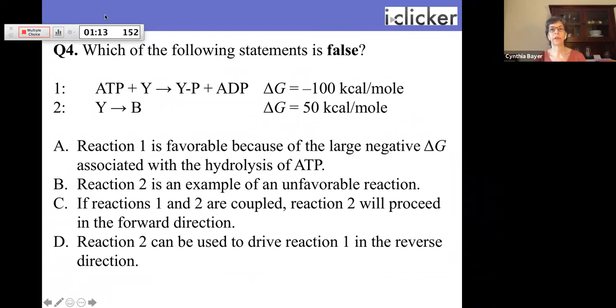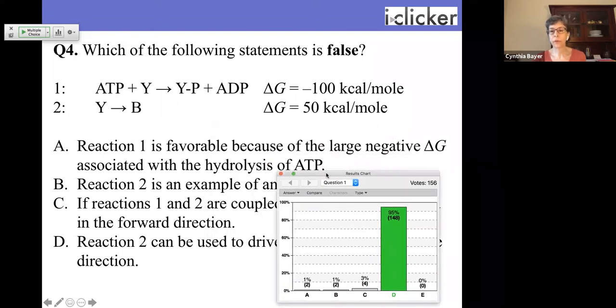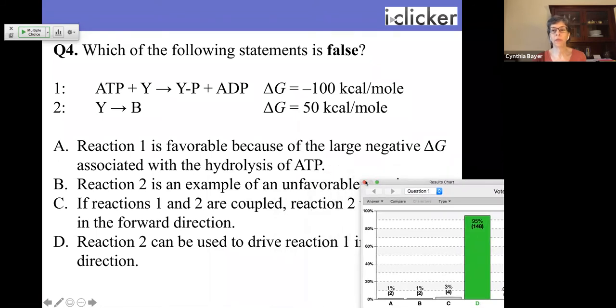How are we doing? Everybody have a chance to vote? Remember, you're voting, you're selecting which of the statements is false. All right, let me close it up. And it looks like the popular answer is the correct answer. D is the one statement that is false.